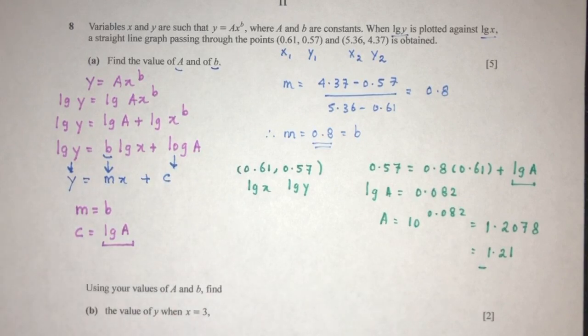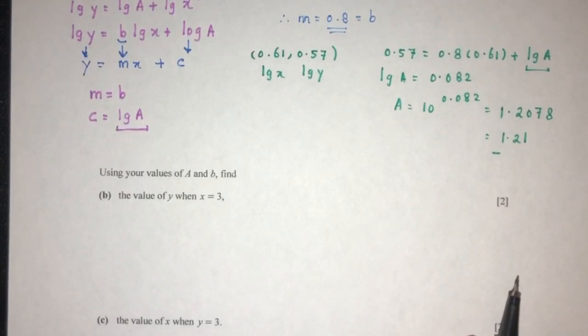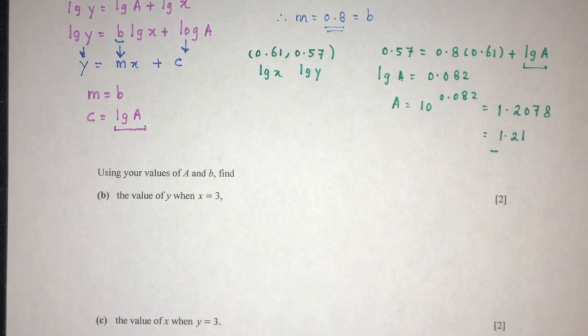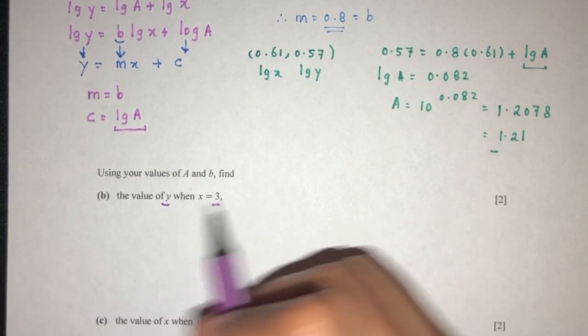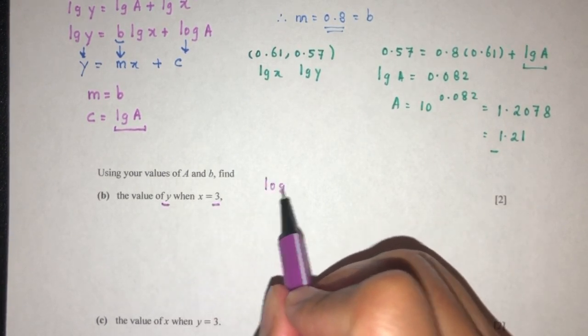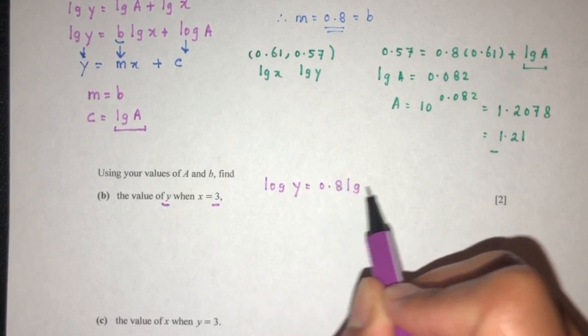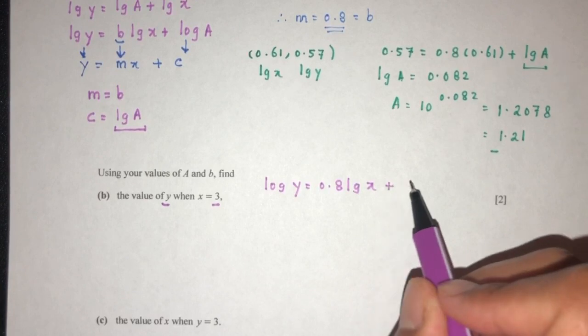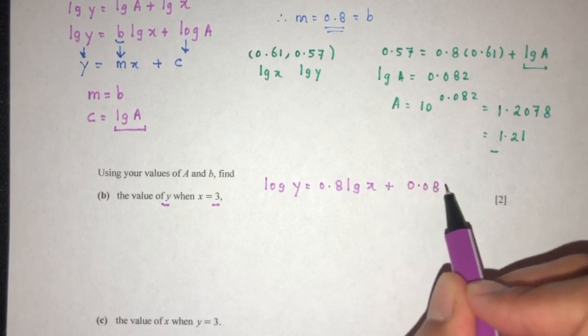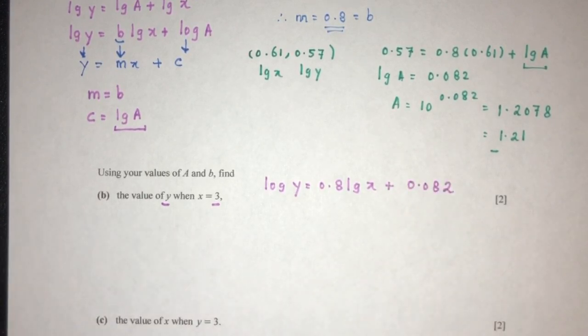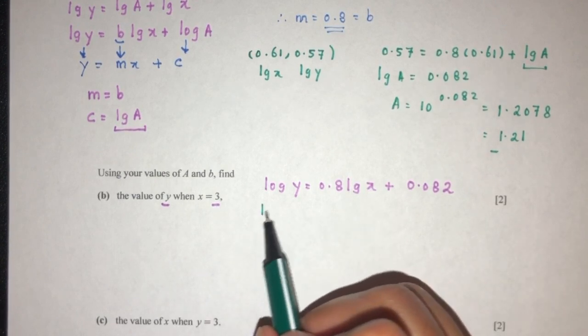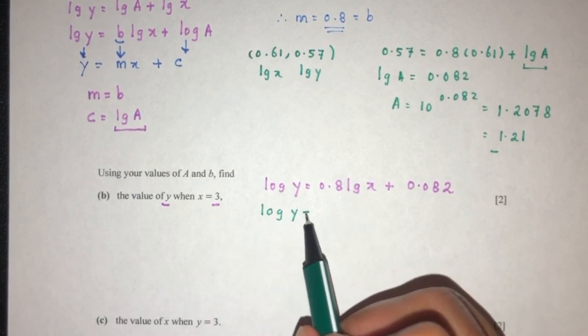Okay, so let's move on to part B of your question. Use the values of a and b to find the value of y when x is 3. So right now we know we have log of y equals b, which is 0.8, times log of x, plus log of a, which is 0.082. This is our equation right now. So we have to find the value of y when x is 3. Replace log of y, that will be what?